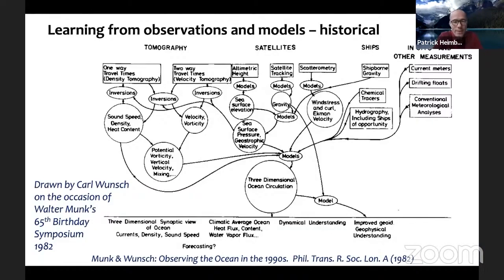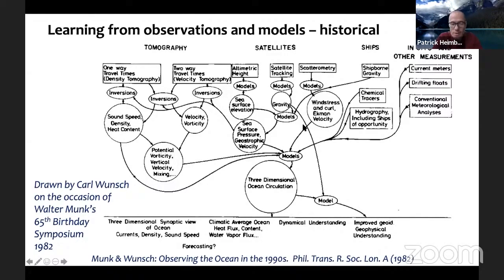This problem was already thought about in the 1980s. This is a cartoon drawn by Carl Wunsch on the occasion of Walter Munk's 65th birthday. At the time, there was the prospect of getting satellite data available in the 1990s, and the question of how to use these data with the other potential measurement technique dreamed up at the time, which was acoustic thermometry to measure ocean heat content, and combining this with available in situ observations.